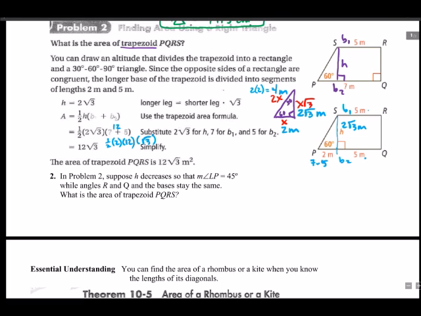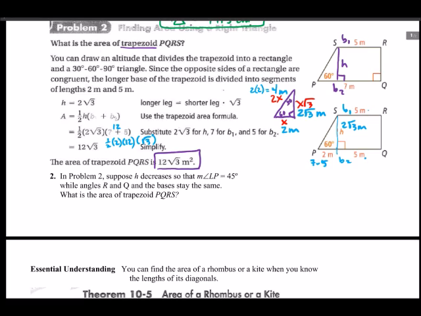Right? 1/2 times 2 times 12 makes 12. And then I just put my square root of 3 on there. The area of our trapezoid is 12 square root 3 meters. That is in simplest radical form.